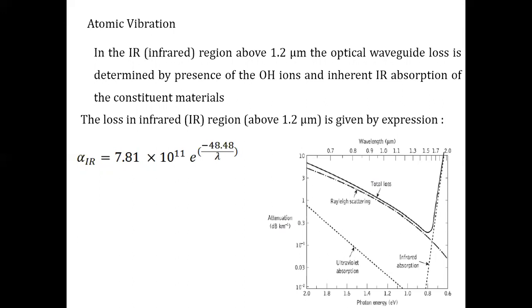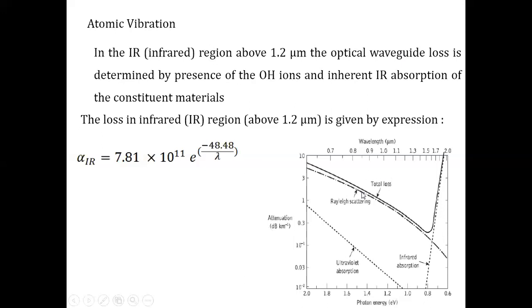This inherent IR absorption is due to interaction between the vibrating bond and the electromagnetic field of the optical signal. This results in transfer of energy from the field to the bond, thereby giving rise to absorption. This absorption is strong because of the many bonds present in the fiber. Here we have shown this figure, which represents the attenuation spectra for the intrinsic loss mechanism in pure germanium.